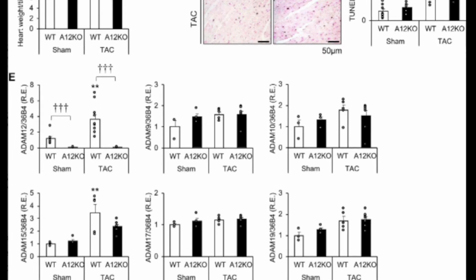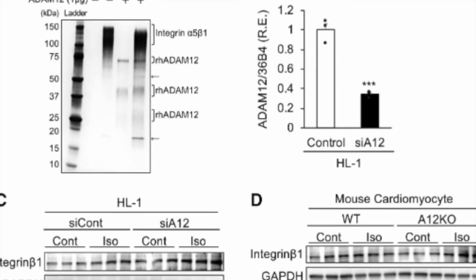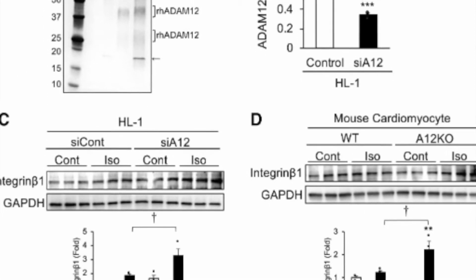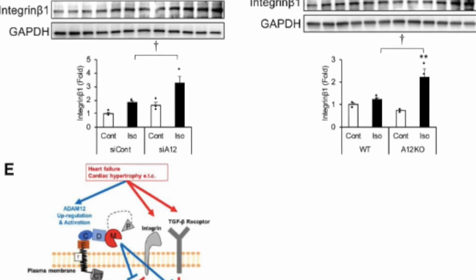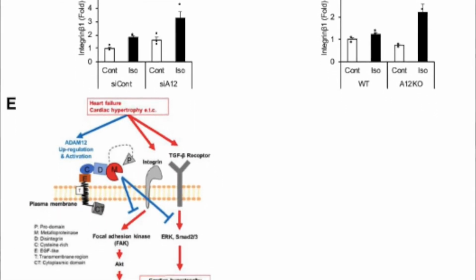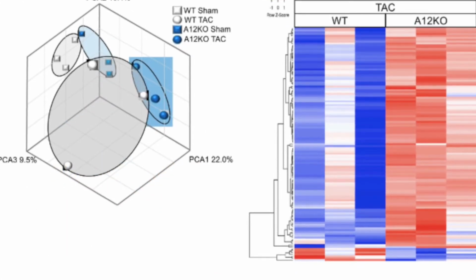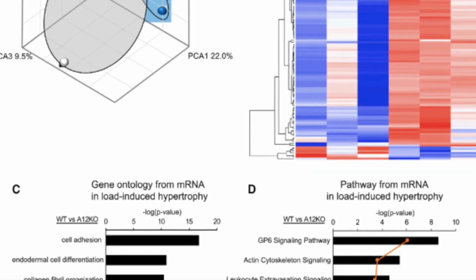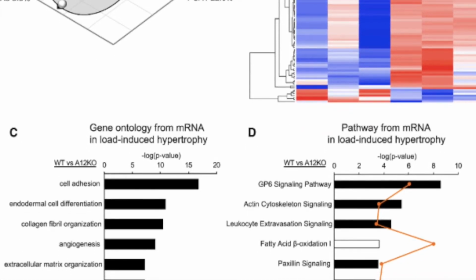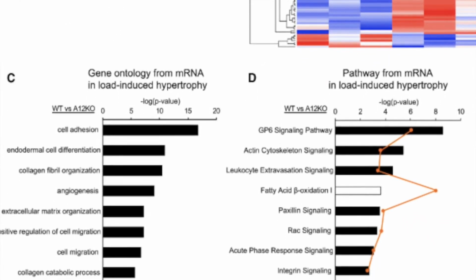The loss of ADAM12 increases the abundance of the integrin beta-1 subunit and transforming growth factor beta receptor subtypes 1 and 3, and this was followed by the phosphorylation of focal adhesion kinase, AKT, mammalian target of rapamycin, ERK, and SMAD2/3 in the heart, which resulted in cardiac dysfunction.